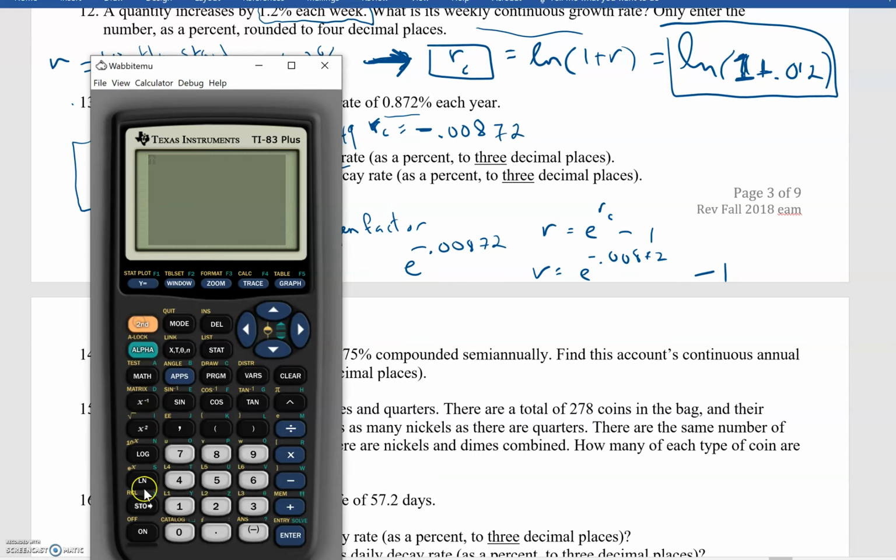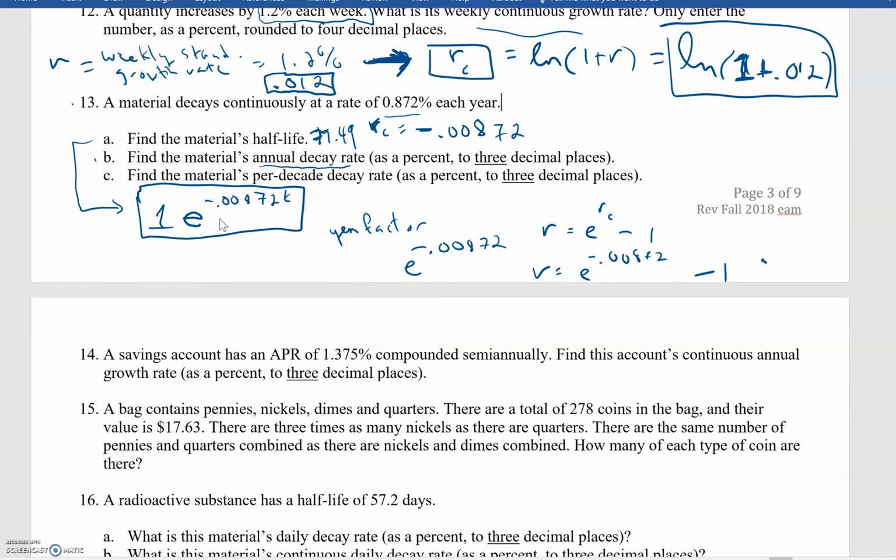we've got second e raised to the negative 0.00872. Be careful not to put an x there. In this case, we don't want the variable. Subtract 1 from that and multiply by 100. And this is my growth rate. As I said, it's going to be negative. So the actual annual decay rate is positive 0.868%. That's my decay rate.